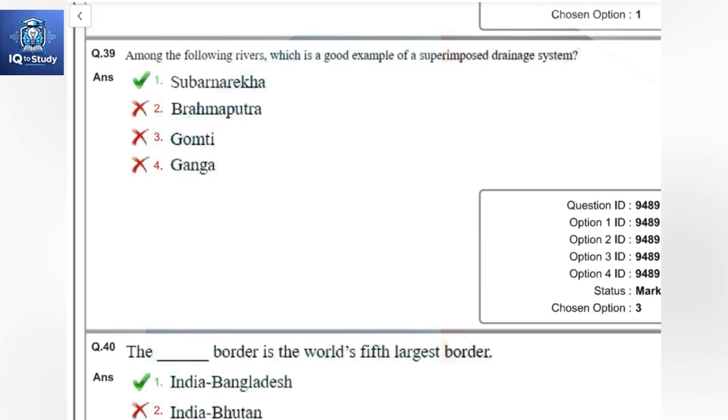Among the following rivers, which is a good example of superimposed drainage system? Subarnarekha River. Superimposed drainage system means the river that flows over a soft rock layer and then reaches hard basalt rocks but continues to follow the initial slope.